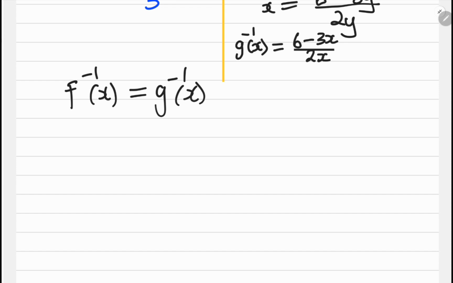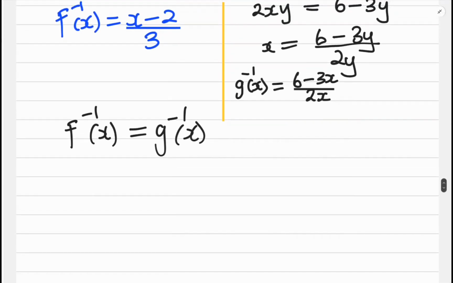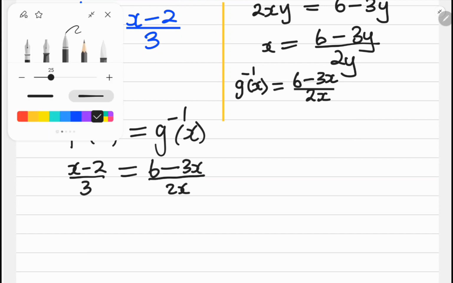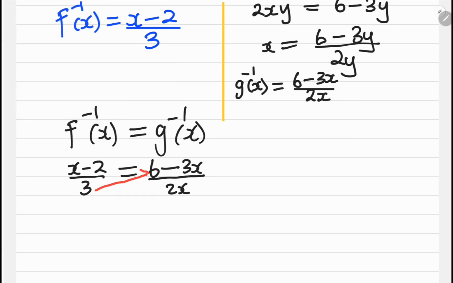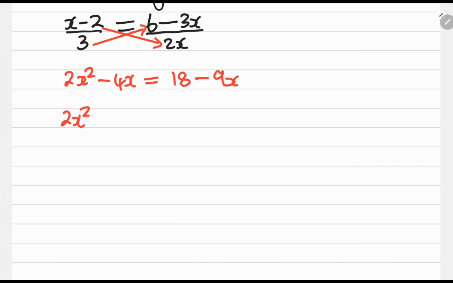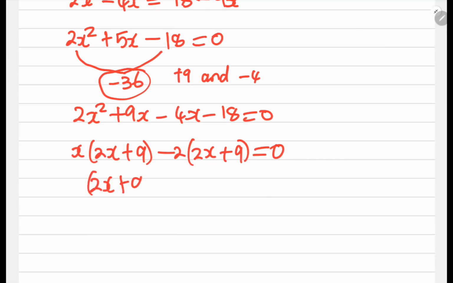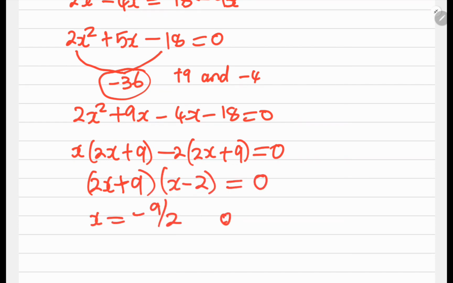The equation we want to solve is f inverse of x is equal to g inverse of x. So I'll write my f inverse of x on the left-hand side, my g inverse of x on the right-hand side. I'll cross multiply both sides and I'll get a quadratic: 2x squared minus 4x is equal to 18 minus 9x. Then I solve my quadratic. You can use factorization. So my value of x is negative 9 over 2 or 2.